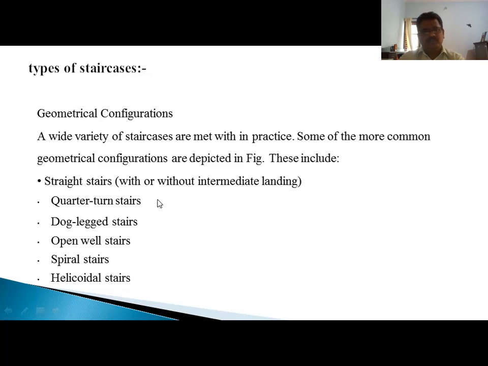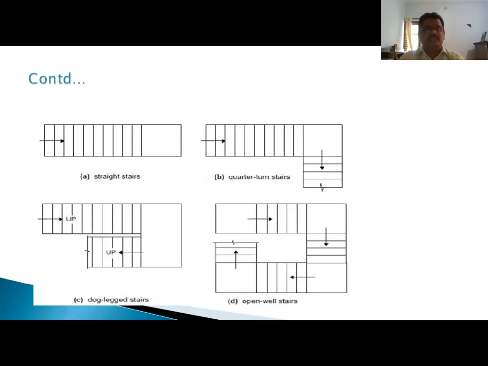How do they look? Just see these figures. This is a straight staircase. See, these are the risers and treads. These are the steps, and this is the landing portion. It is just straight. See, quarter turn stairs. It just turns here after the landing, a quarter turn. So this is a dog-legged staircase. This is the landing portion of two flights, right? It looks like a dog leg. Hence, we call it a dog-legged staircase.